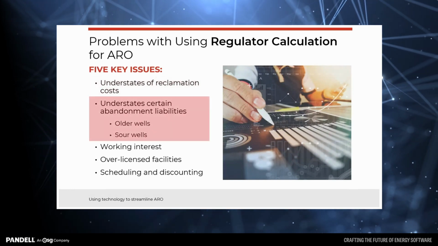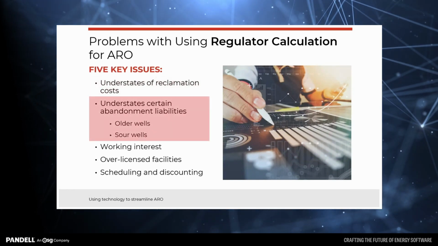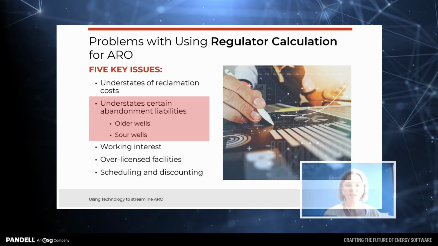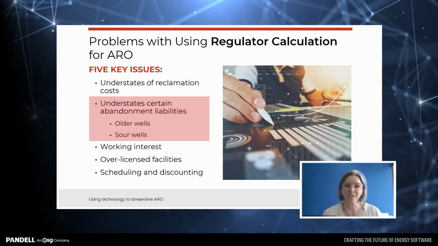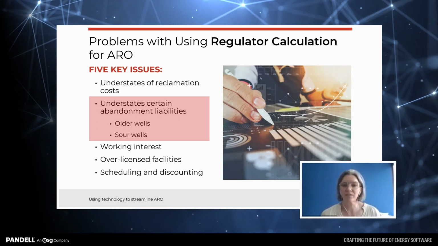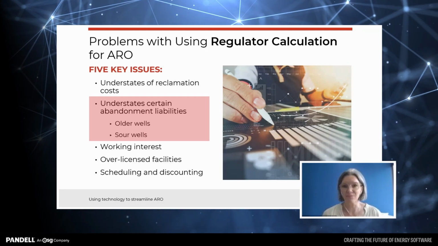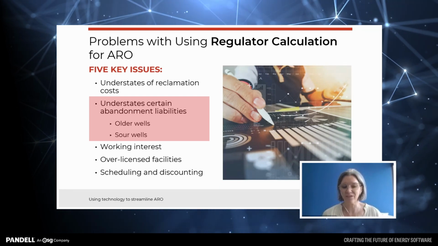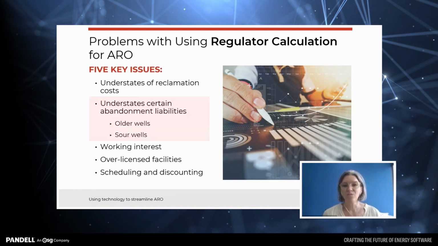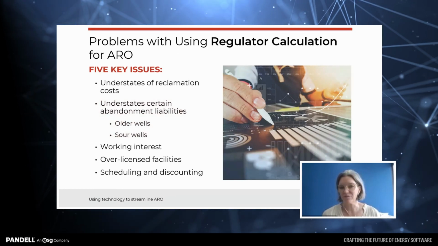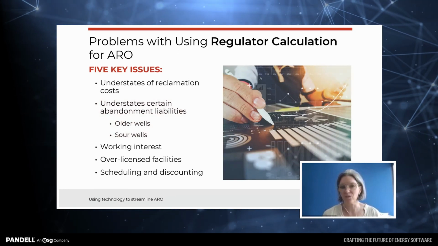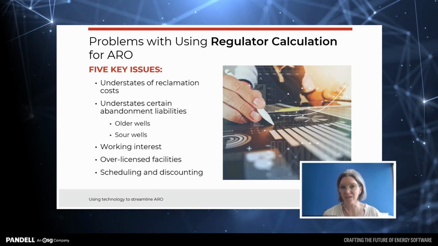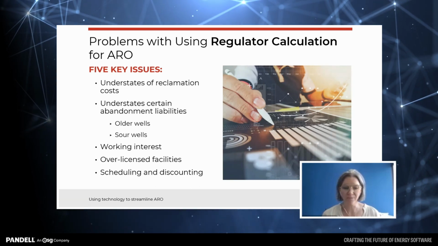It's going to understate certain abandonment liabilities, such as older wells and sour wells. It actually, interestingly enough, overstates your abandonment requirements in particularly easy, low-risk areas, such as Southeast Alberta. We've noticed when we've done comparisons that those are quite overstated with the AER's methodology.